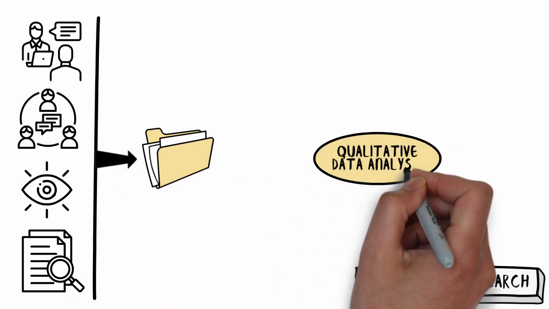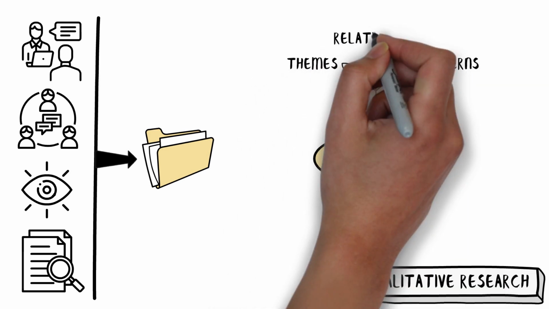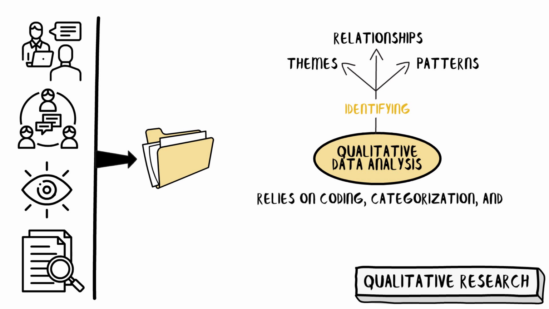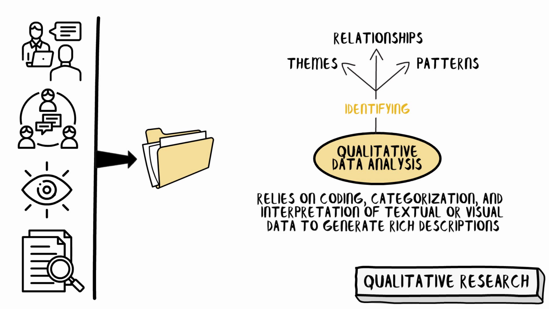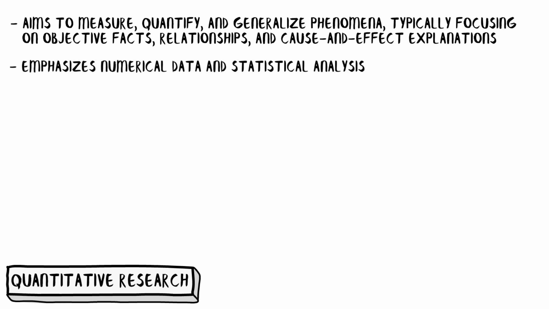Qualitative data analysis involves identifying themes, patterns, and relationships in the data. It relies on coding, categorization, and interpretation of textual or visual data to generate rich descriptions and theories. Quantitative research aims to measure, quantify, and generalize phenomena, typically focusing on objective facts, relationships, and cause and effect explanations. It emphasizes numerical data and statistical analysis.